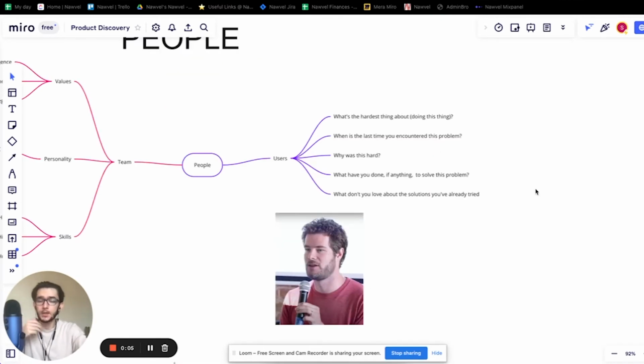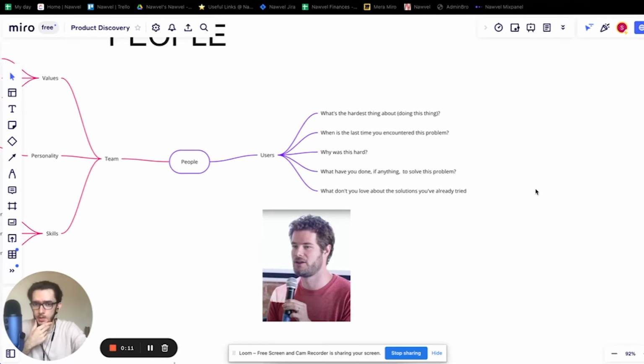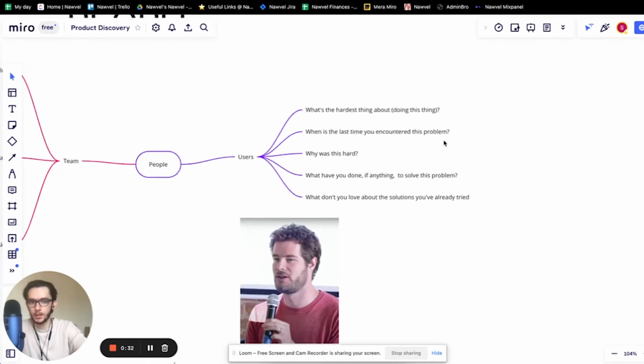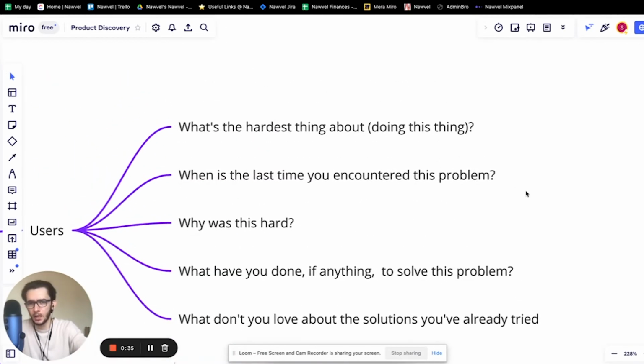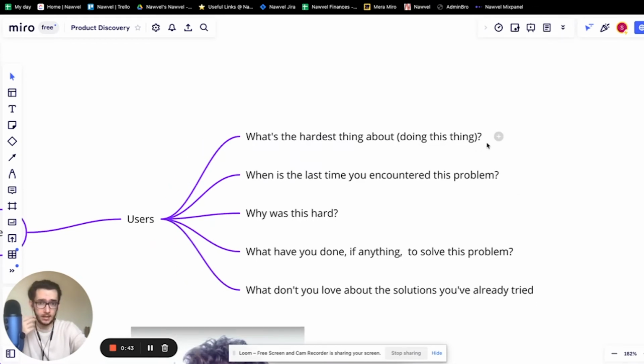The second kind of people that you need to care about are, of course, your users. You want to be qualifying your users, because you don't want to be asking the wrong questions to the wrong users. And Eric Migicovsky of Y Combinator has this really nice framework of questions that he uses to qualify his users, but also to understand more about the problem that he's trying to solve. And so the first question is, what's the hardest thing about doing this thing? If you think about it, this really helps you understand how intense the problem is. That is a very good thing to understand, right? The more intense the problem might be, the more the user might be willing to pay for it.